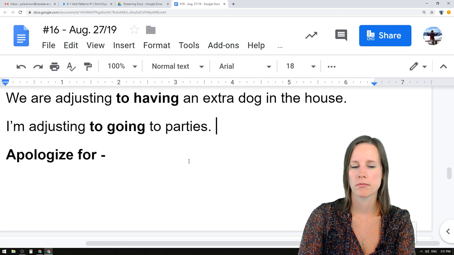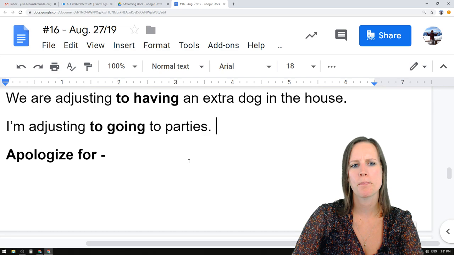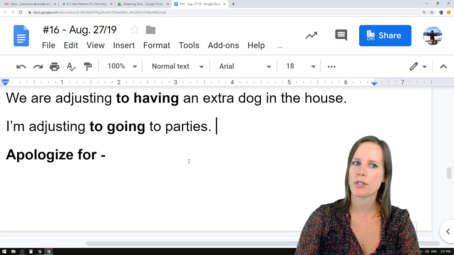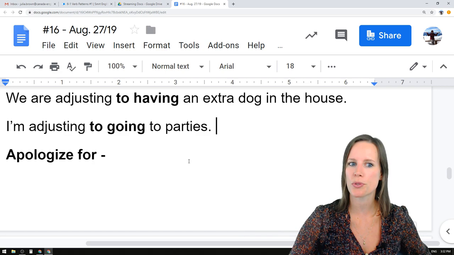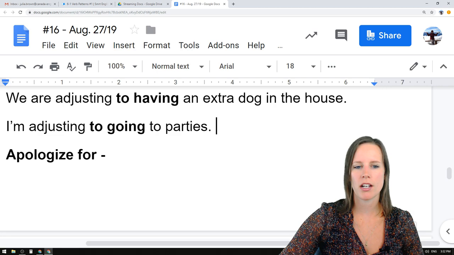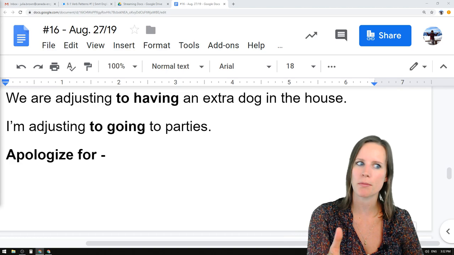Yeah, Lolly, adjusting to being, not really the same though. Accustomed to, it's like when you're used to doing something, okay? When you're accustomed to doing something, you are used to doing it. Nubia, it didn't take me very long to adjust to being in my new house. Like, your sentence is good, but you're not using a gerund.